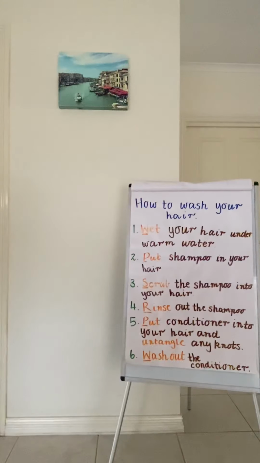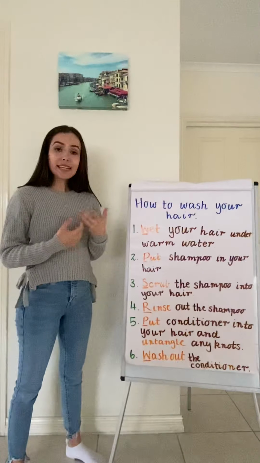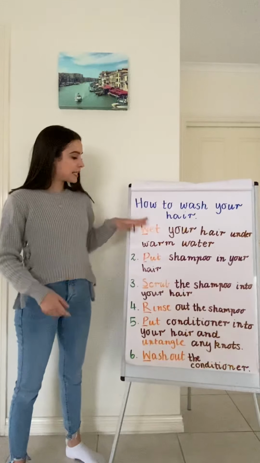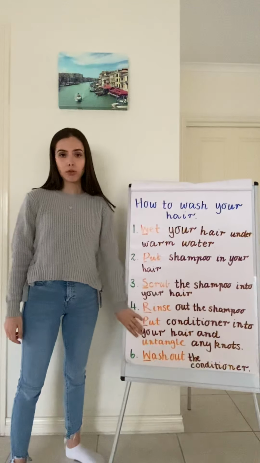How to wash your hair. Number one, wet your hair under warm water. Number two, put shampoo in your hair. Number three, scrub the shampoo into your hair. Number four, rinse out the shampoo. Number five, put conditioner into your hair and untangle any knots. Number six, wash out the conditioner. So that's an example of what your list or your sequence of steps should look like.